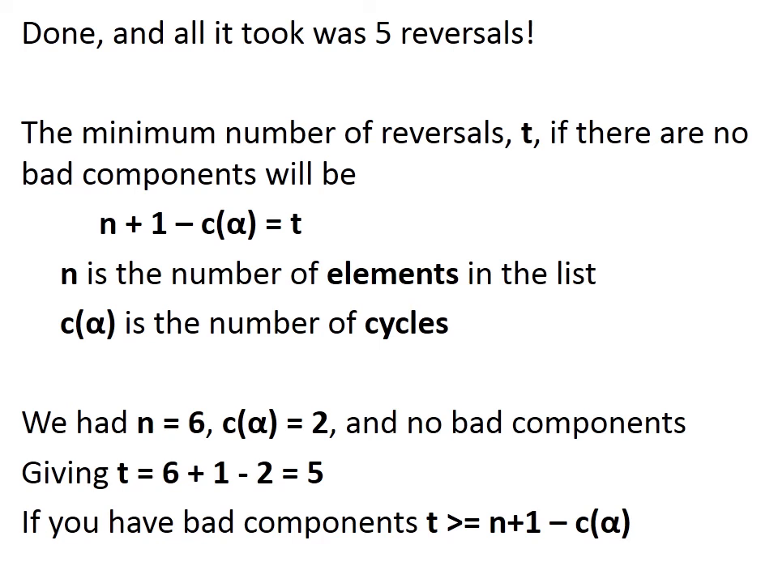Now you can calculate the minimum number of reversals that you're going to need to do if there are no bad components. You know it's going to be n plus 1 minus c of alpha, where n is the number of elements in the list and c of alpha is the number of cycles. In our example that we just did here, we had 6 elements in the list and 2 cycles after we put in our initial desire edges, which gives us a minimum number of 5. So we were able to do this in the minimum number of reversals. If you have any bad components right off the start, then the number of sorting reversals to sort that is going to be greater than or equal to the same equation.